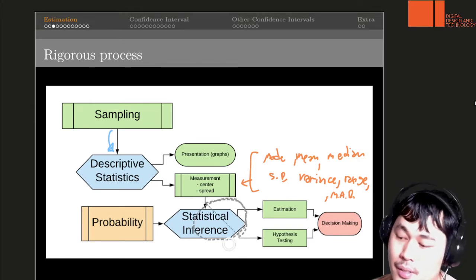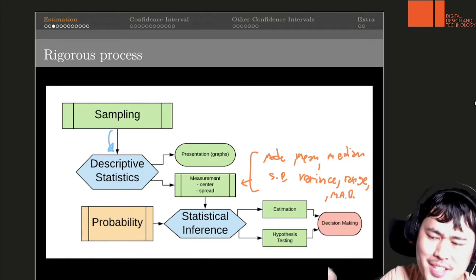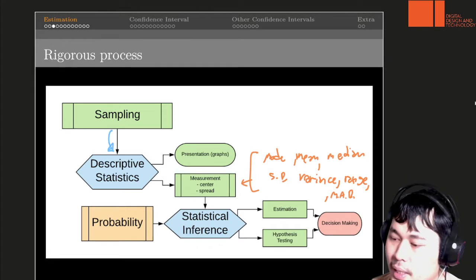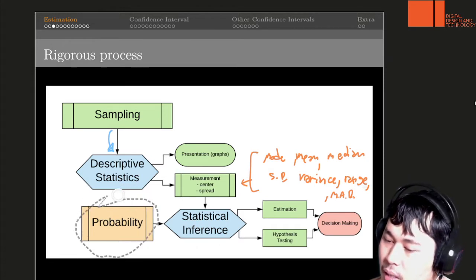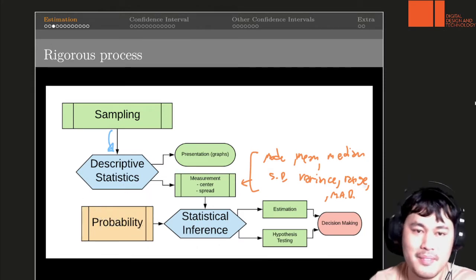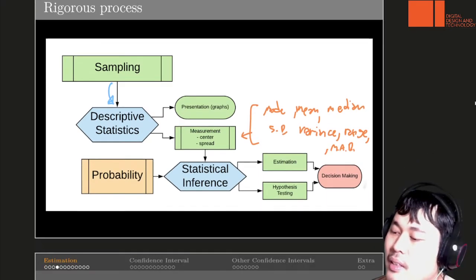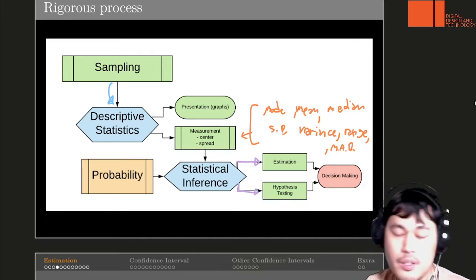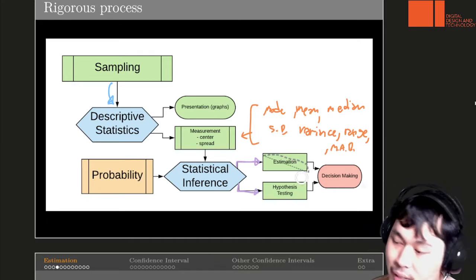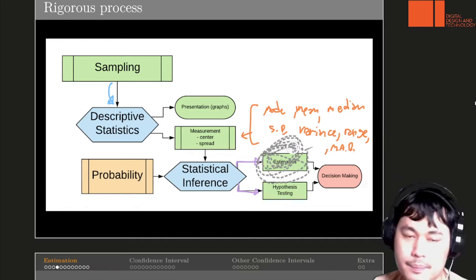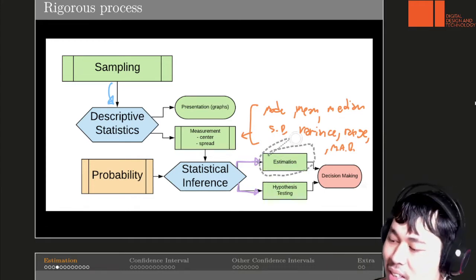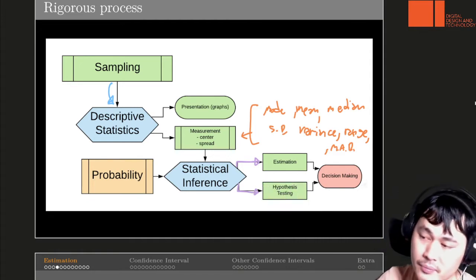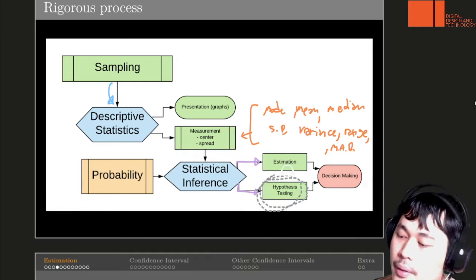And now we need to use statistical inference, or inferential statistics, in combination with probability and the math that we just learned, to achieve two objectives, which is what we are going to study next. First is to make some estimation, which is the content of this lecture, and then use that to perform hypothesis testing, toward the end of the course.